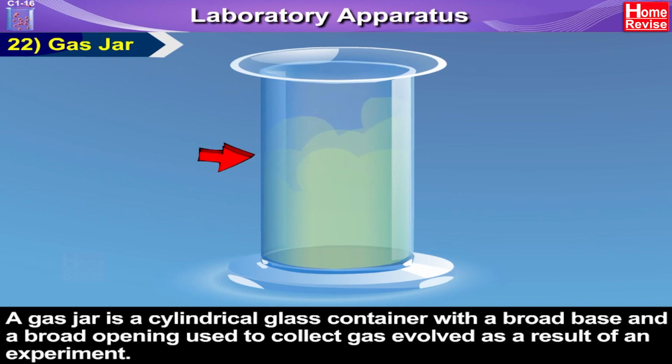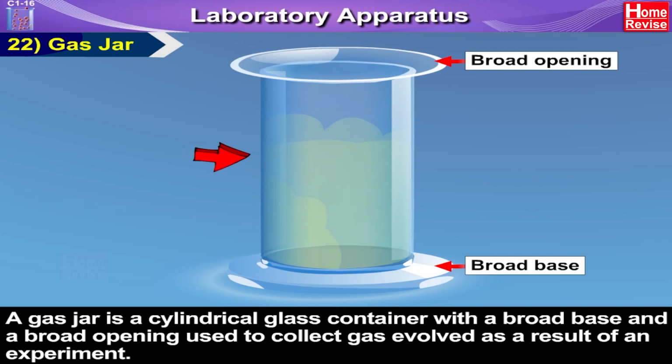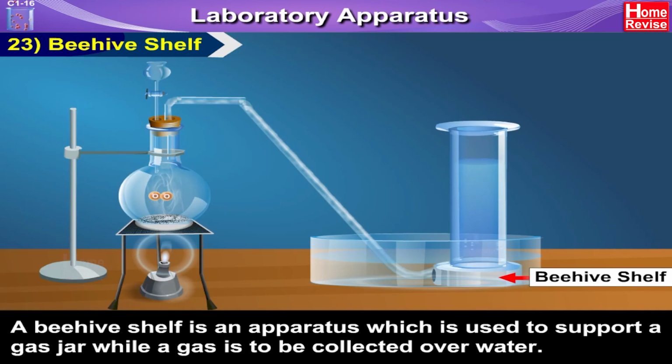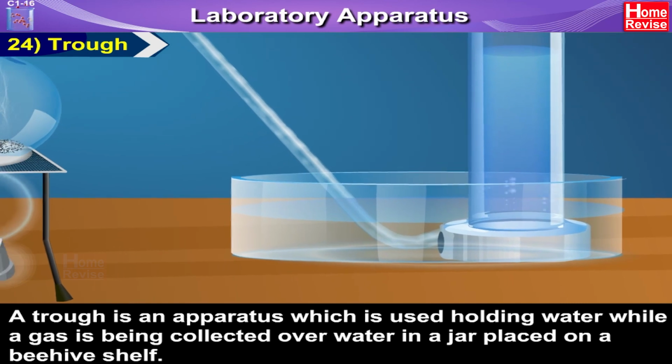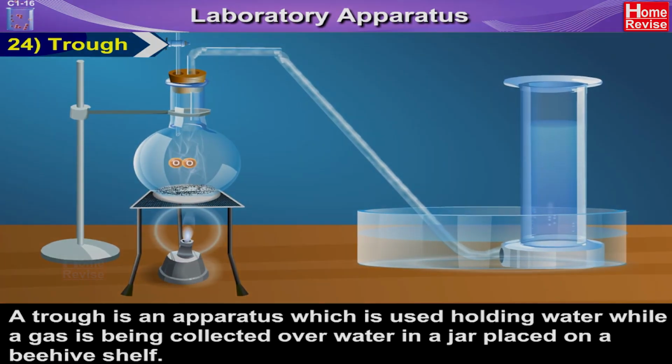22. Gas jar. A gas jar is a cylindrical glass container with a broad base and a broad opening used to collect gas evolved as a result of an experiment. 23. Beehive shelf. A beehive shelf is an apparatus which is used to support a gas jar while a gas is to be collected over water. 24. Trough. A trough is an apparatus which is used for holding water while a gas is being collected over water in a jar placed on a beehive shelf.